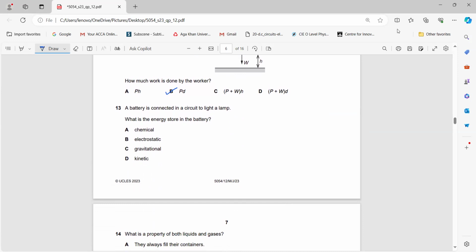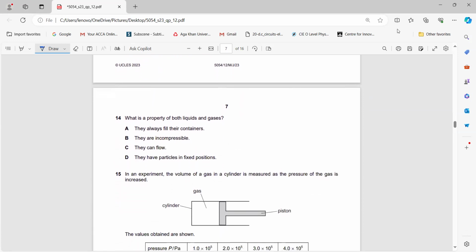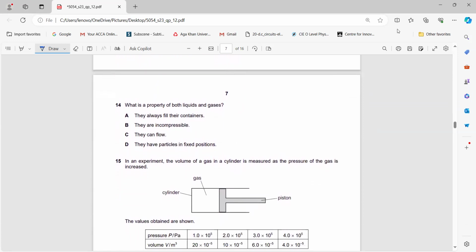Next is a battery is connected in a circuit to light a lamp. What is the energy stored in the battery? It's chemical energy that's stored in the battery. Okay. What is the property of both liquids and gases? They always fill the containers.